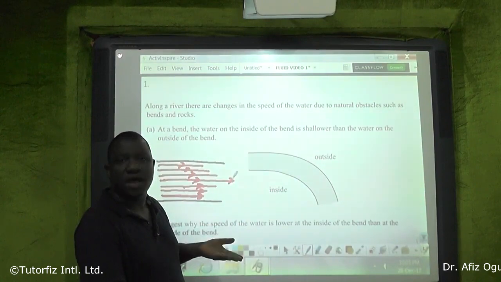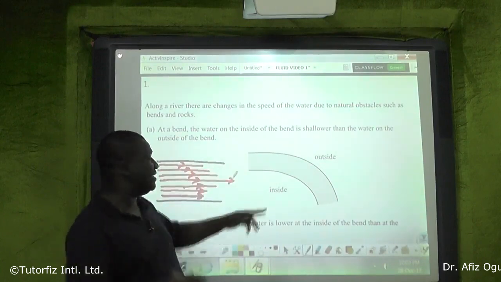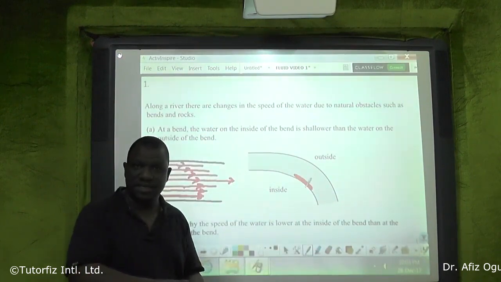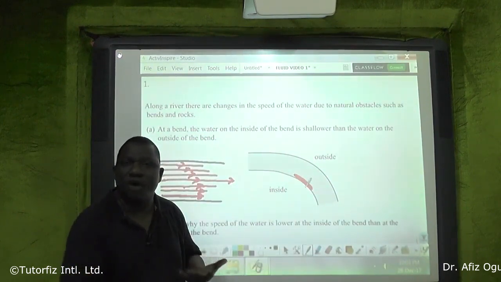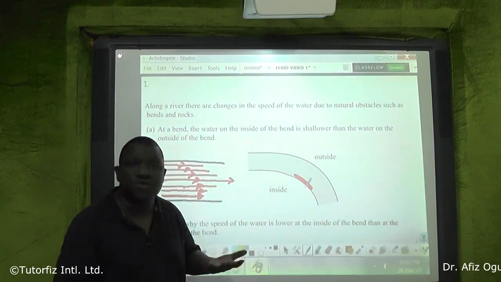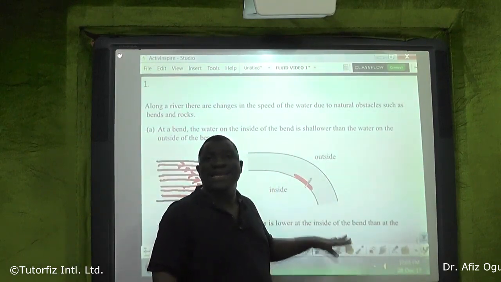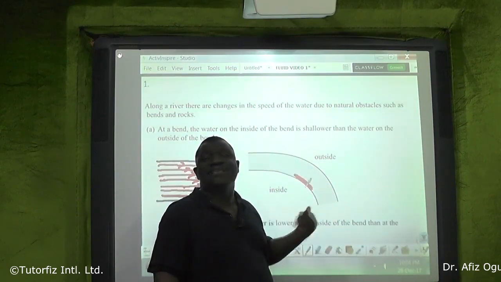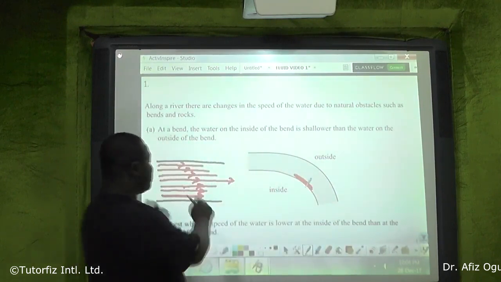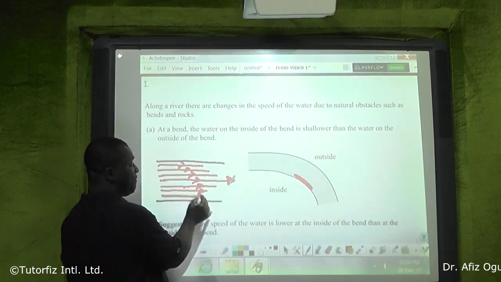Because the water at this end is shallower, the body of water is closer to the base. And you say, what do you have at the base? You have rocks, you have pebbles, you have sand. So it's not smooth. But the water on top here is floating on top of more water, so it is moving with less drag force than the water here.